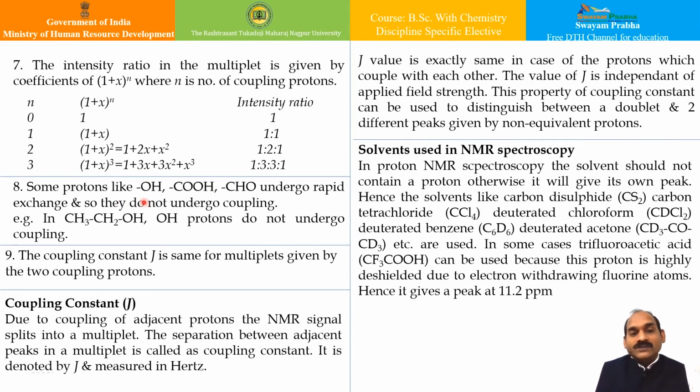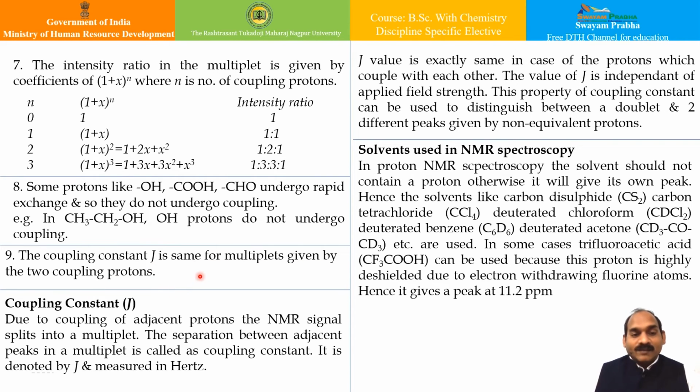Similarly, some protons like OH, COOH, and aldehyde groups undergo rapid exchange, and so they do not undergo coupling. For example, in the case of ethyl alcohol, the hydroxyl proton does not undergo coupling, and therefore you will always find a single peak for this proton in ethanol. Similarly, the coupling constant J is the same for multiplets given by the 2 coupling protons.